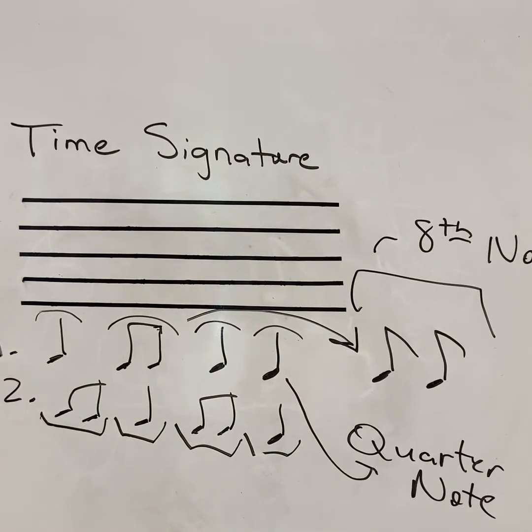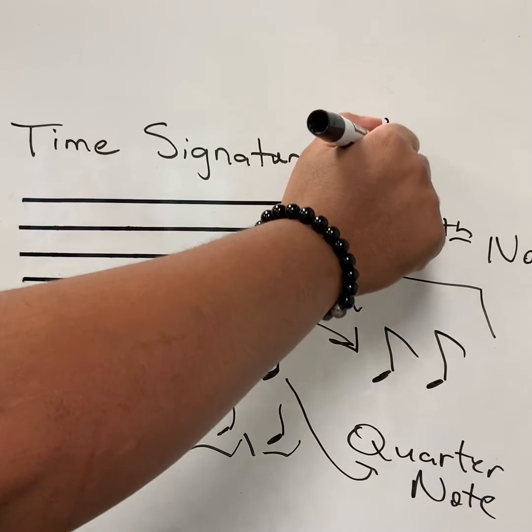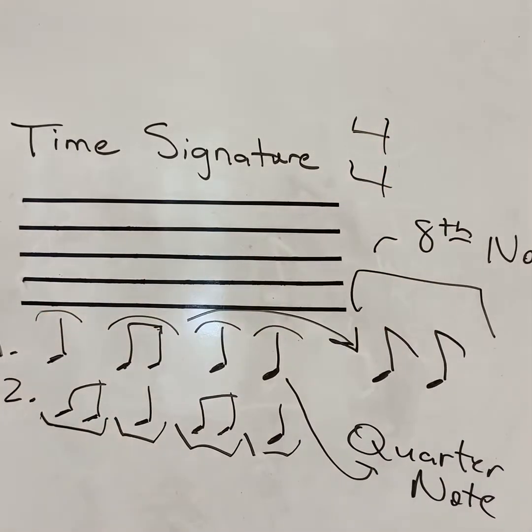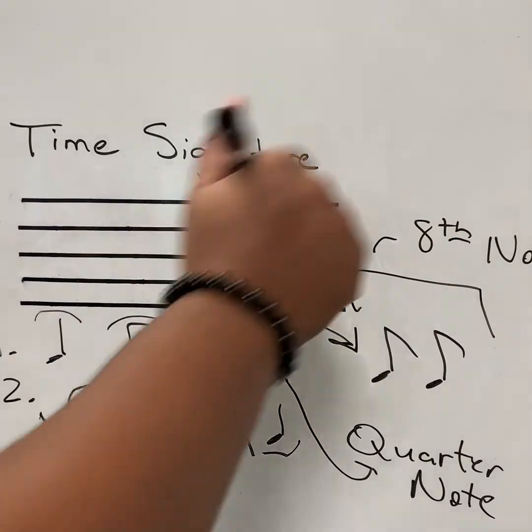Okay? 1, 2, 3, 4. Now, in putting this with a time signature, this would explain why I have the values I did. Okay?